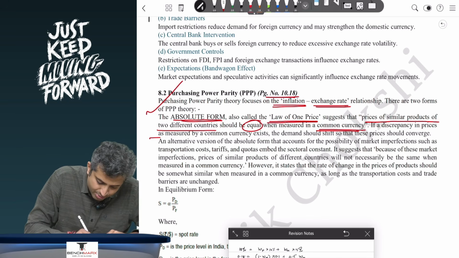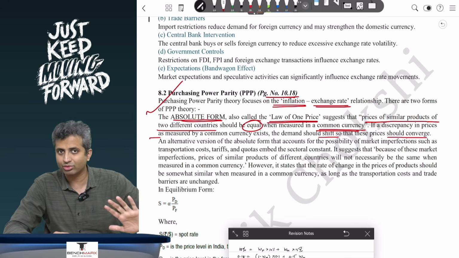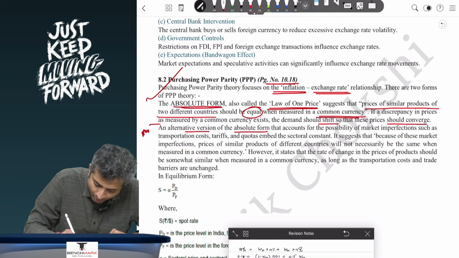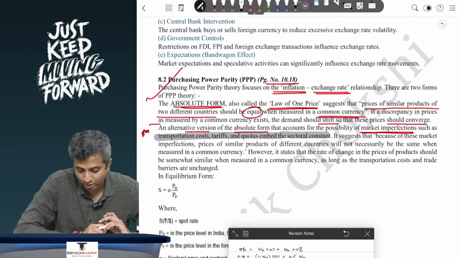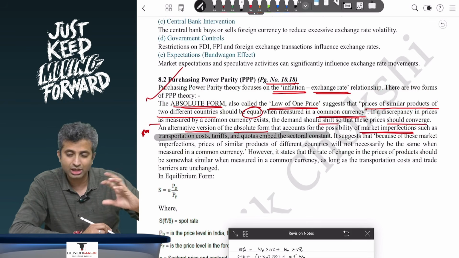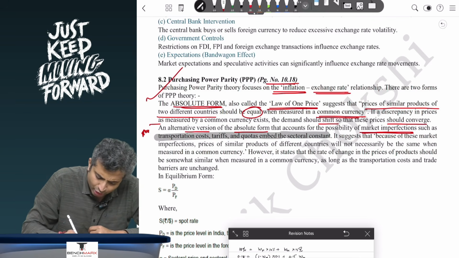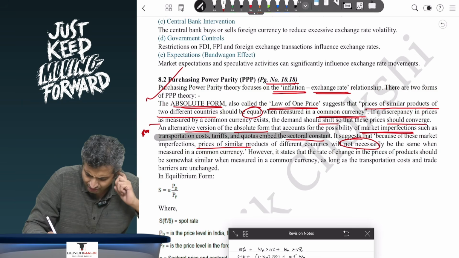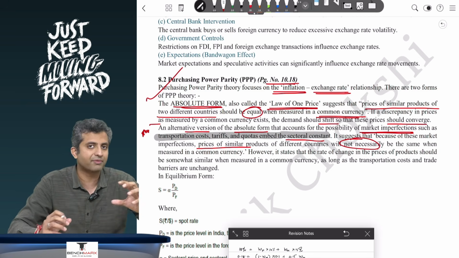If a discrepancy in price measured in a common currency exists, the demand should shift so that these prices converge. We have done this at length, so I'm not doing that right now. What we are doing now is an alternative version of the absolute form that accounts for the possibility of market imperfections, such as transportation cost, tariffs, quotas, and embeds the sectoral constant. Sometimes there can be an MCQ, a small question where you might be asked to solve for the sectoral constant. So what is the sectoral constant? It suggests that because of these market imperfections, the price of similar products will not necessarily be the same. There can be import duties, tariffs, quotas, etc., and hence you find an adjustment factor which is called a sectoral constant.